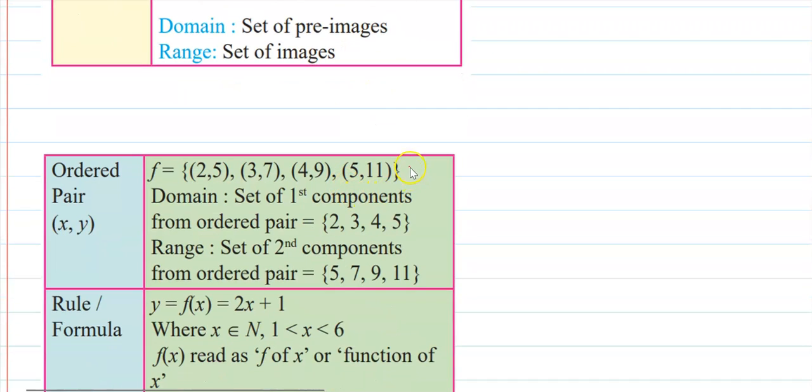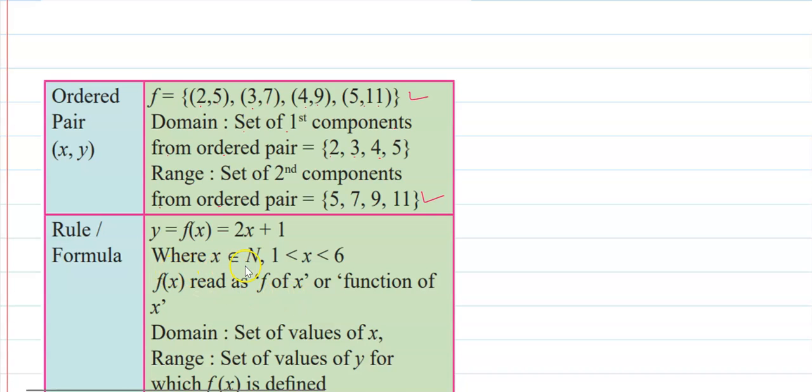Now see this here, the function: 2, 5; 3, 7; 4, 9; 5, 11. This is the function. Domain म्हणजे set of the first component from the ordered pair. First component म्हणजे काय काय, 2, 3, 4, 5. Range is the set of second component from the ordered pair. Which are the second components? 5, 7, 9, 11, these are the second components. Rule or the formula, what is the rule? y is equals to f of x is equals to 2x plus 1. This is the rule, okay, where x belongs to set of natural numbers and the values of x lie between 1 and 6.